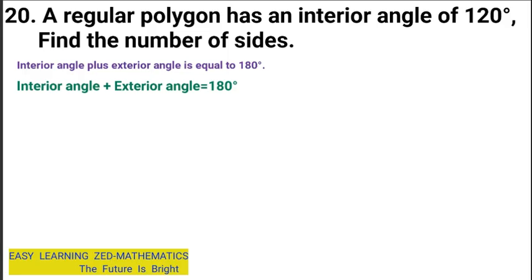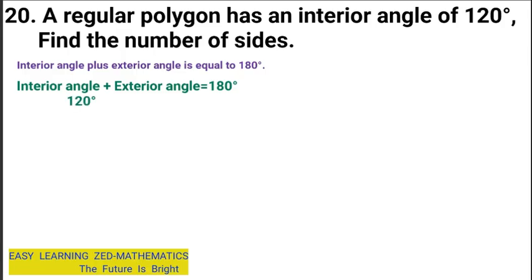Now once I've written it like this, let's go back to the statement. The statement reads as follows. A regular polygon has an interior angle of 120 degrees. So what is given is only the interior angle, which we are told is 120 degrees. So we're going to put 120 degrees where there is interior angle. So we're going to write 120 degrees plus exterior angle is equal to 180 degrees.